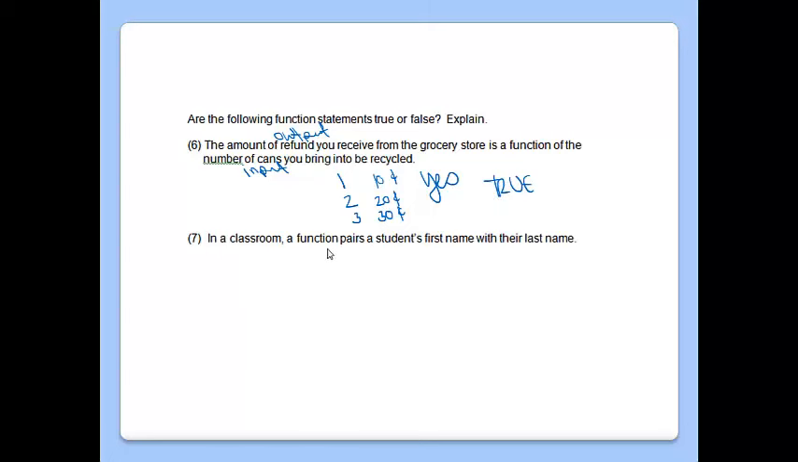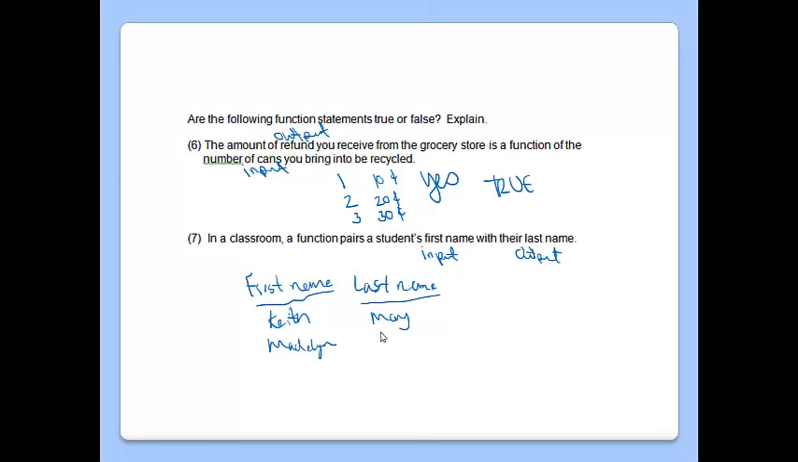All right, if we look at number seven, it says, in a classroom, a function pairs a student's name with their last name. So it's basically saying if you have a first name, let that first name be the input, we're going to pair it with their last name, which will be the output. So if we just start thinking about this, the first name, I can just start listing. Let's say I've got a Keith, and then we'll pair it with his last name, which would be, let's say, May. All right, and then let's say I have Madeline, and her last name is Smith.